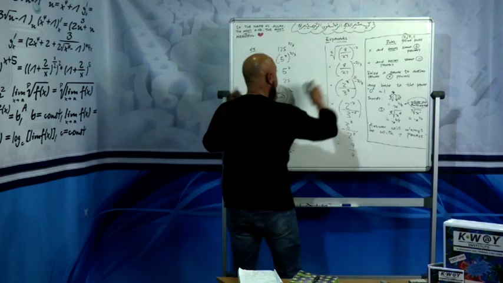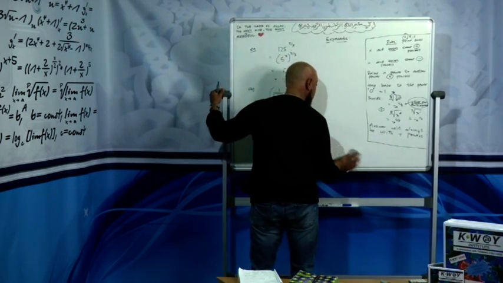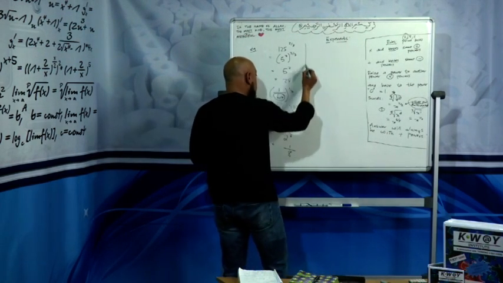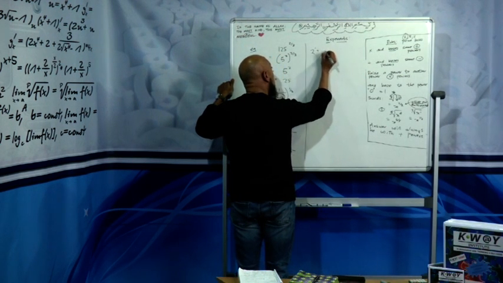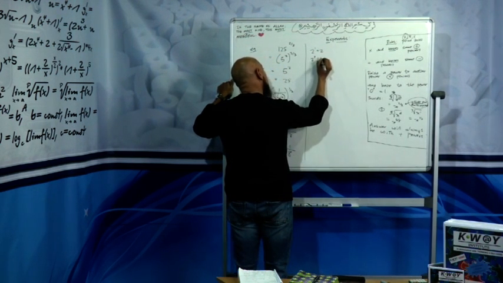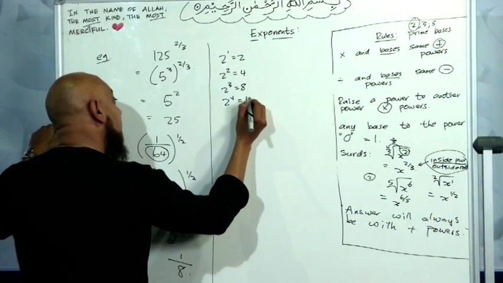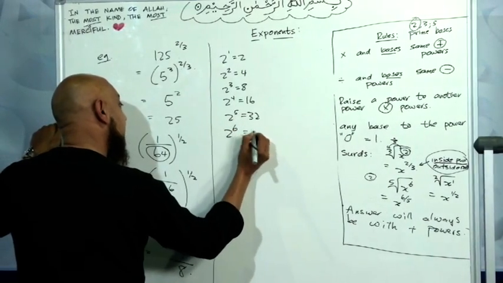You can also take this down. Remember, we're doing some rules. These are the most commonly used ones. We know that 2 to the power 1 is 2. 2 squared is 4. 2 to the power 3, 8. 2 to the power 4, 16. 2 to the power 5, 32. 2 to the power 6, 64.